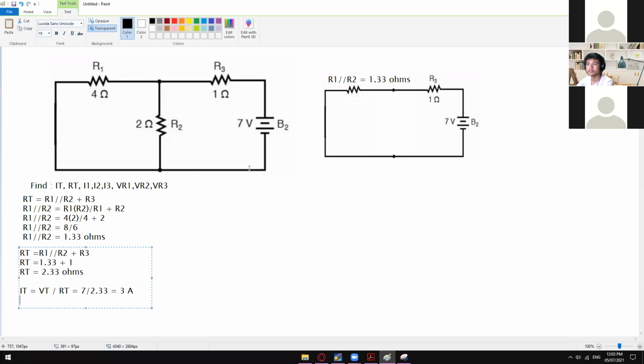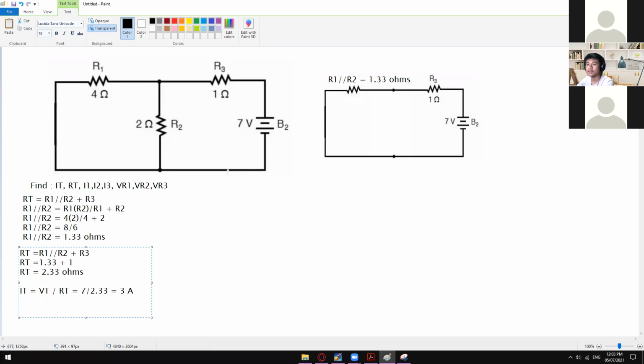Okay, so are we clear on how we got this 3 ampere right here? Yes, sir. Okay, great. So again, just let me know right away if you're confused or if you weren't able to get this one.